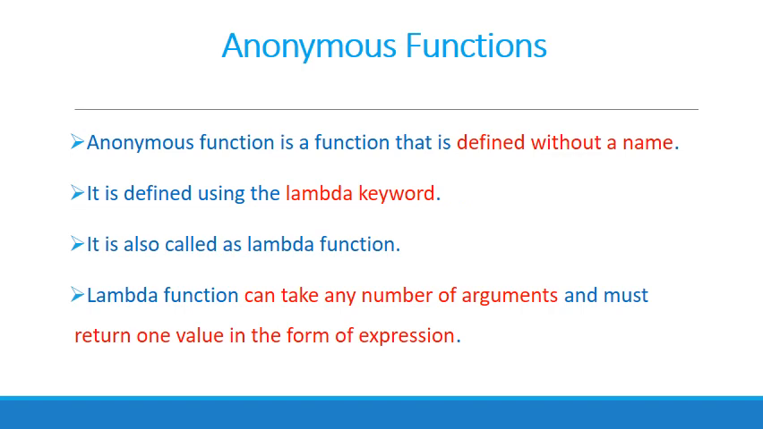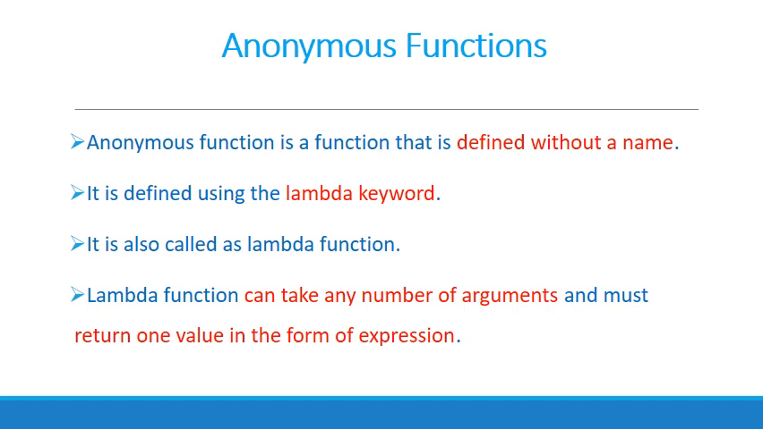First, anonymous function. Anonymous function is a function that is defined without a name. It is defined using the lambda keyword. It is also called a lambda function. Lambda function can take any number of arguments and must return one value in the form of expression.